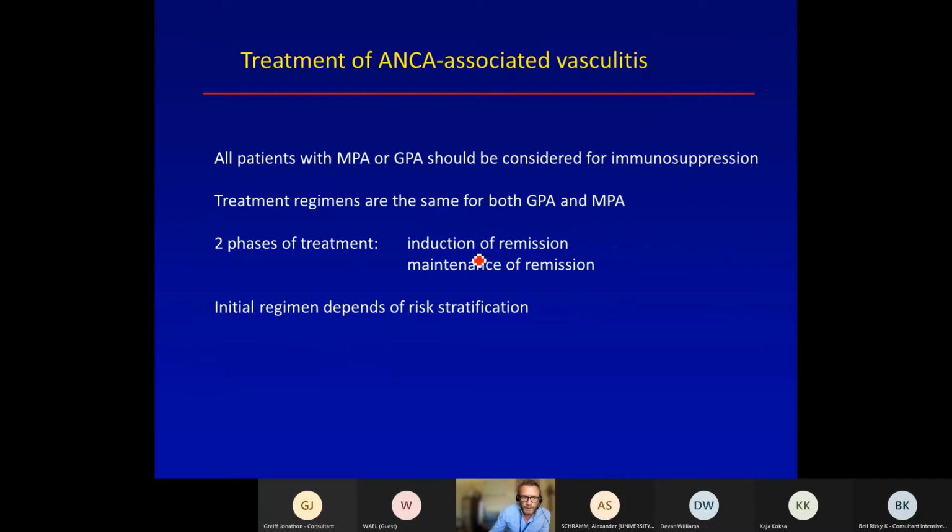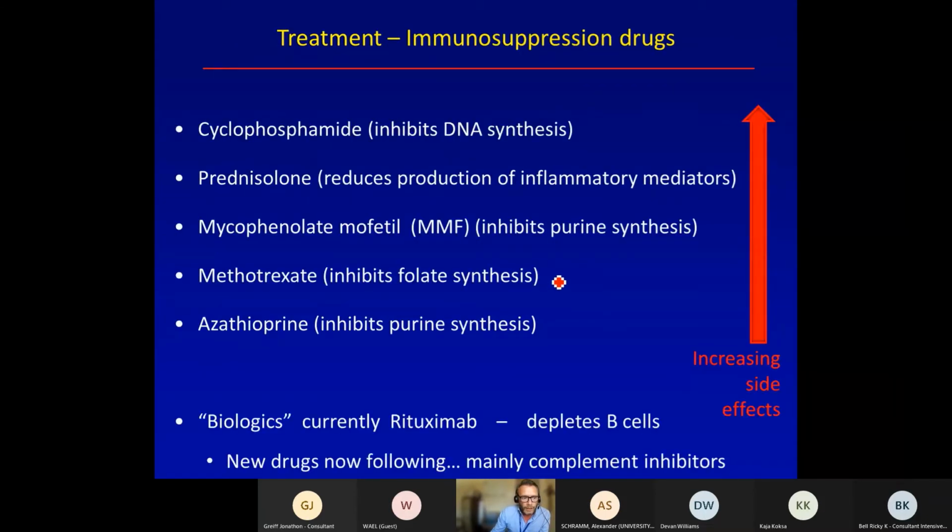Most of the time you'll be involved in induction of remission of active disease, and obviously once you've induced remission, there's a different phase where you're maintaining remission. The drugs that we use are listed here. This shows the drugs in terms of increasing side effects as you go up the screen. The drugs we tend to use first off would be cyclophosphamide, steroids, and rituximab. But these are the drugs that can be used along the way.